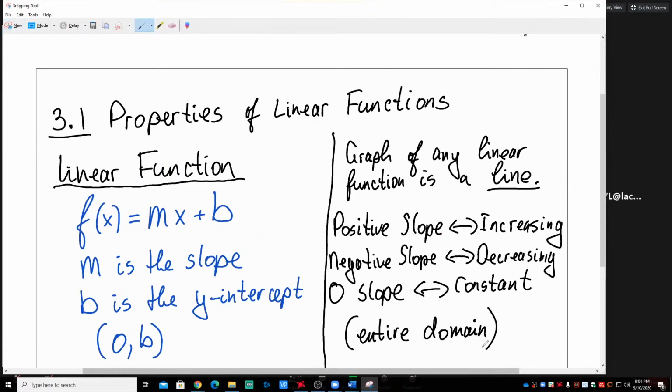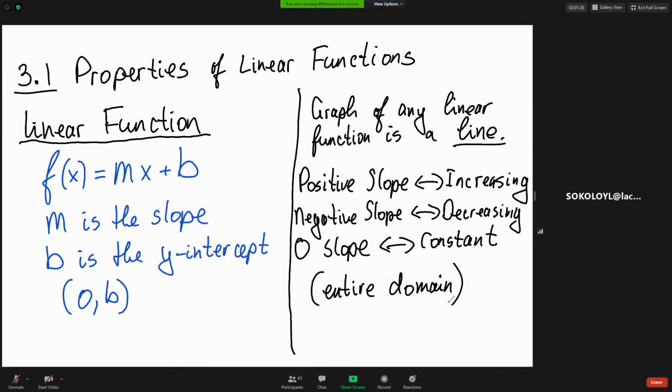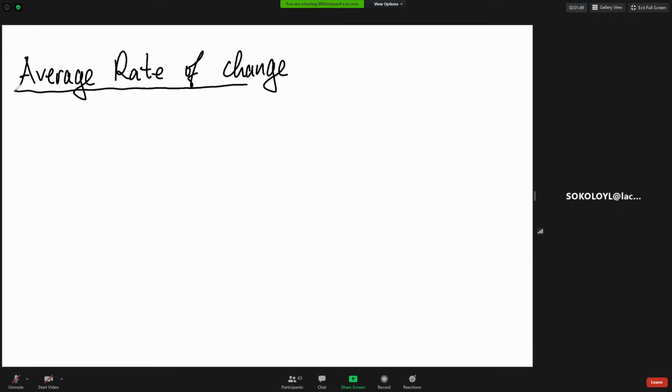Now, we had a part that I think I told you to kind of look over on your own back in, I think it was 2.2 when we were talking about properties of functions, which was called the average rate of change. So now we can look back at that a little bit. Average rate of change. We're going to define it.